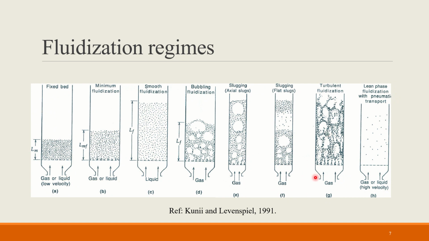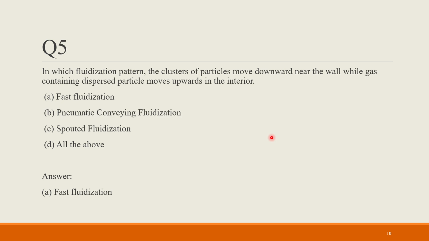There would be turbulent chaos inside the bed. After the turbulent fluidization, very vigorous fluidization happens, because of which the center portion would be occupied by the passing fluid, which carries the particles and throws them near the walls. So the particles near the walls would be flowing downward because they are thrown at the top. They would be moving downward near the walls, and again they would be carried up. So the cycle would be continuing. So the answer to this is fast fluidization, that is option A.